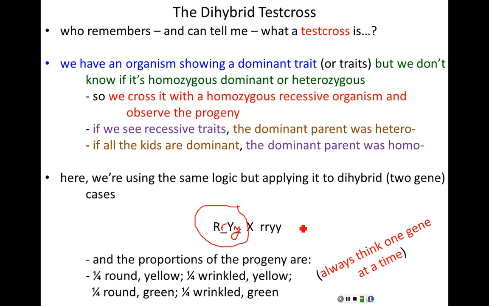Always think one gene at a time. Even if you're not doing probability and math, always consider the genes one at a time. It's really the only way to do it. If you try to do it any other way, you're going to get yourself in a whole heap of trouble. It's just going to make things completely complicated for yourself.